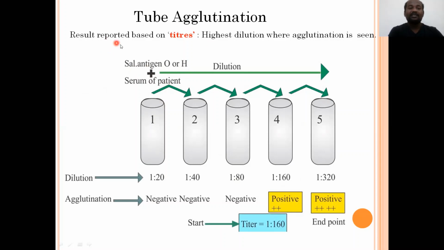Normally the results are reported based on the titer. Titer is the concentration, the highest dilution where agglutination is seen. In the tubes, the fourth tube shows agglutination-positive results. Later on, the higher concentrations also show positive results. You can see negative, negative, negative, and up to 1:80. So 1:160 shows the positive results, so the titer is 1:160. So this is the tube agglutination test.